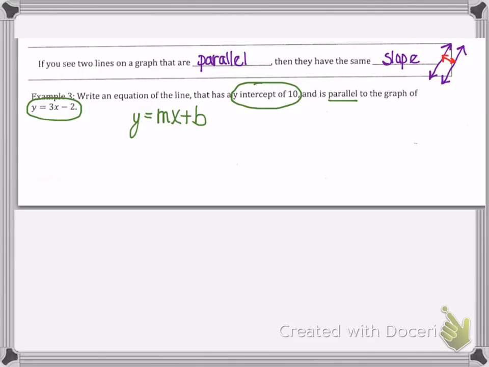Then you want to think about parallel lines. We just talked about how they have the same slope. So basically you need to go to this equation and you need to find the slope of that equation. The slope is 3. So if 10 is the b value and m is 3, our equation we would write here would be y equals 3x plus 10.